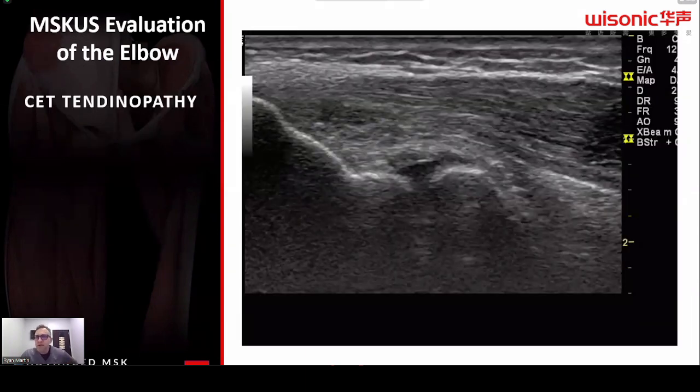Well, it wouldn't be a slideshow without some pathology. So here's some common extensor tendon pathology. What we have, and it's a little grainy on this picture here, is you can see the radial head, and you can see the distal end of the capitulum of the humerus here. This is the radiocapitellar joint.